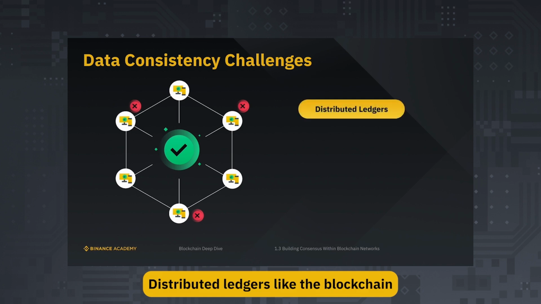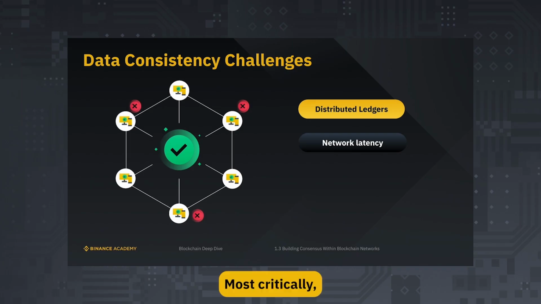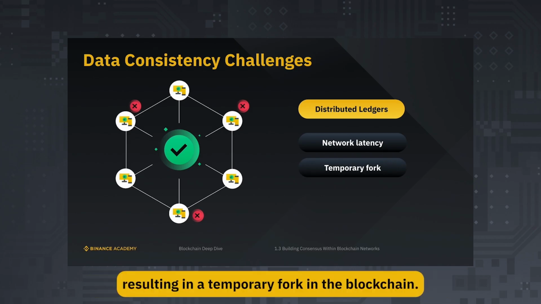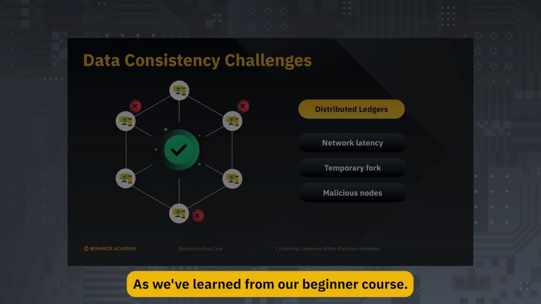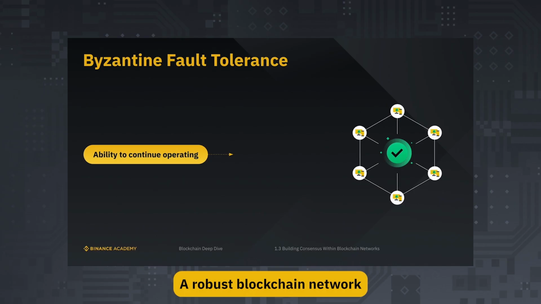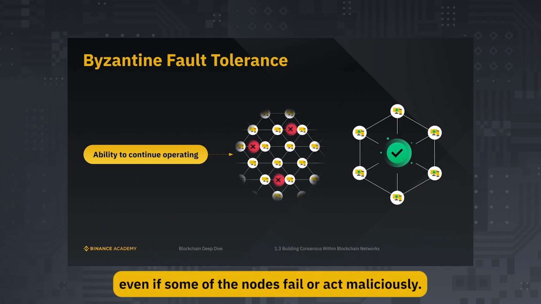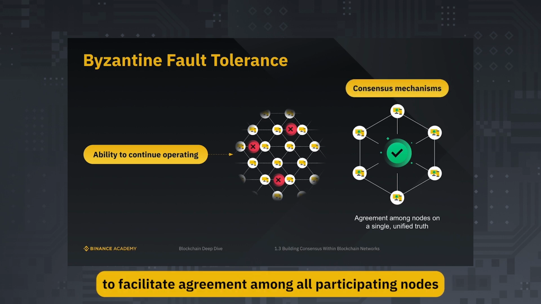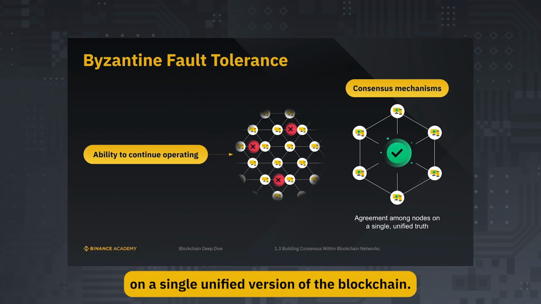Distributed ledgers like the blockchain suffer network latency issues that create temporary inconsistencies. Most critically, two or more nodes may create valid blocks at approximately the same time, resulting in a temporary fork in the blockchain, or some nodes may behave maliciously. As we've learned from our beginner course, a robust blockchain network should be Byzantine fault tolerant. This refers to the blockchain's ability to continue operating even if some of the nodes fail or act maliciously. Blockchain technology employs consensus mechanisms to facilitate agreement among all participating nodes on a single unified version of the blockchain.